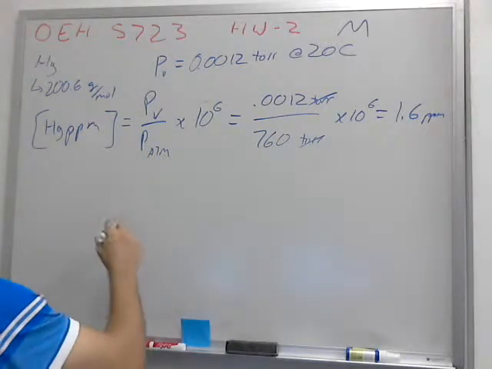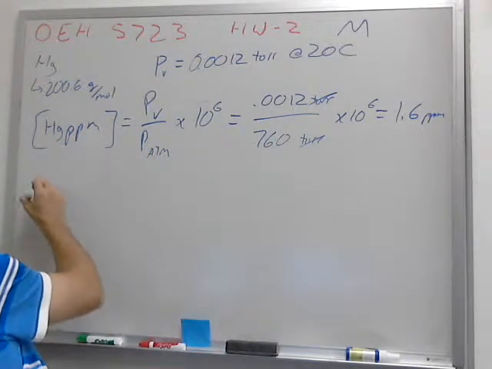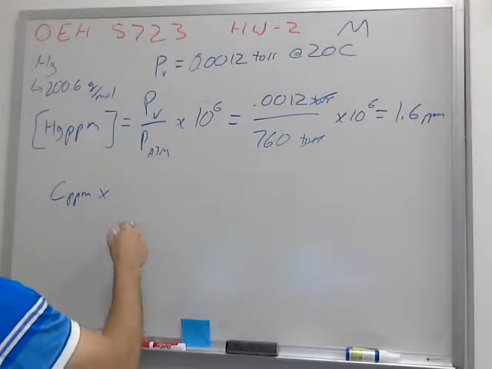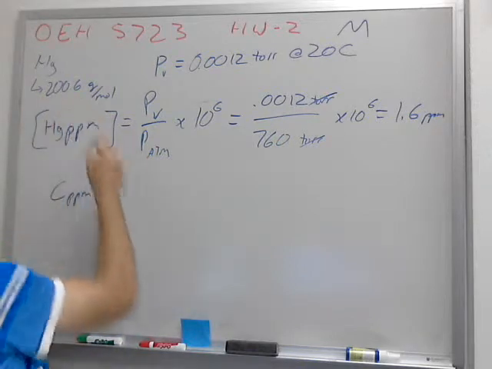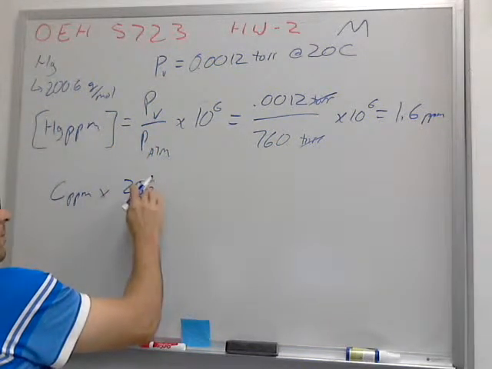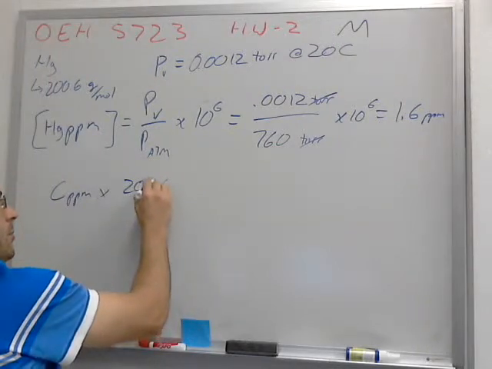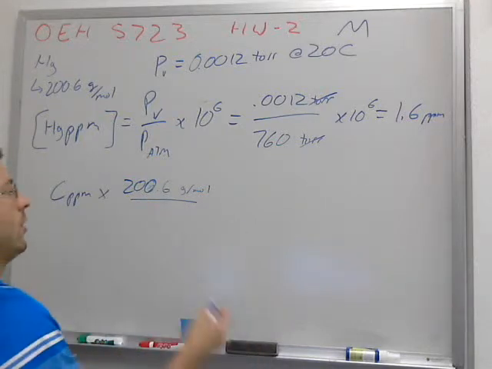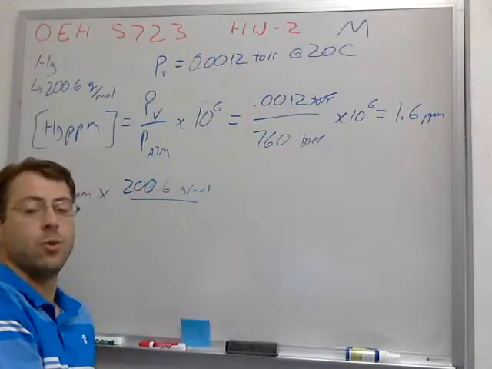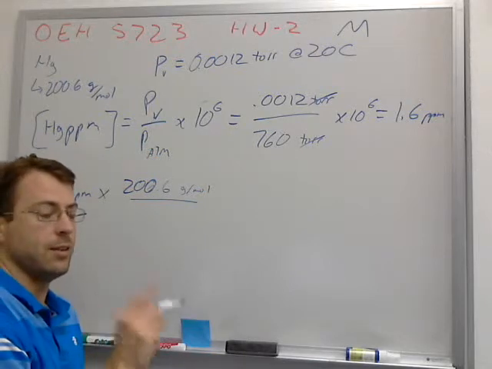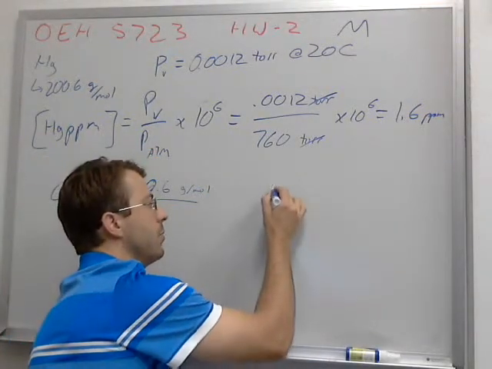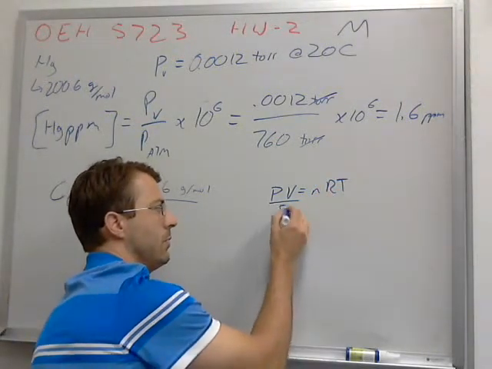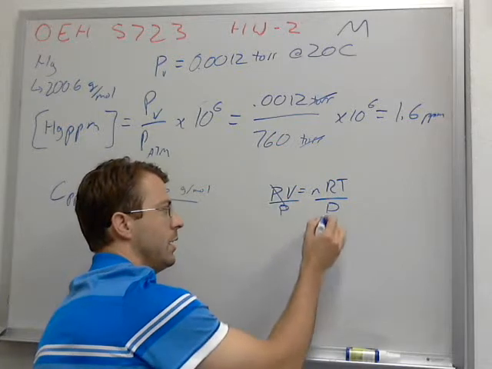Now we need to go from ppm to milligrams per cubic meter. So C in ppm multiplied by the molecular weight, so 200.6 grams per mole, divided by molar volume. So in this case, it's not 24.45. So I'm being a little tricky. You're going to have to calculate it. So remember, we have PV equals nRT. Solve for V. Your P cancels.